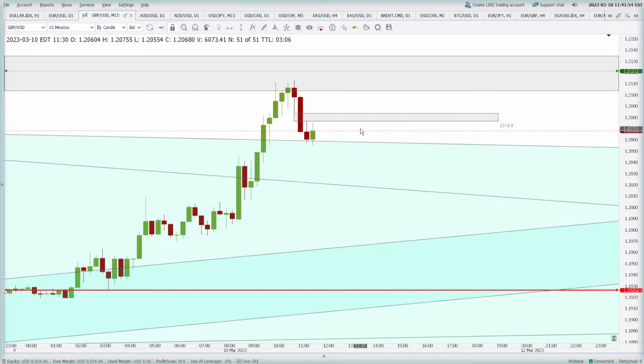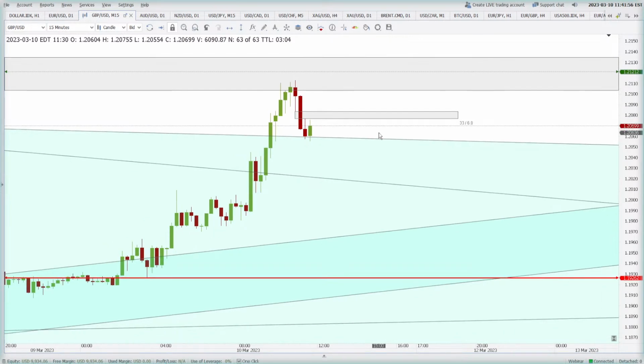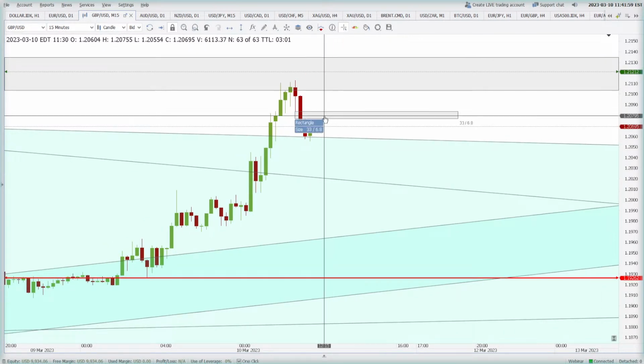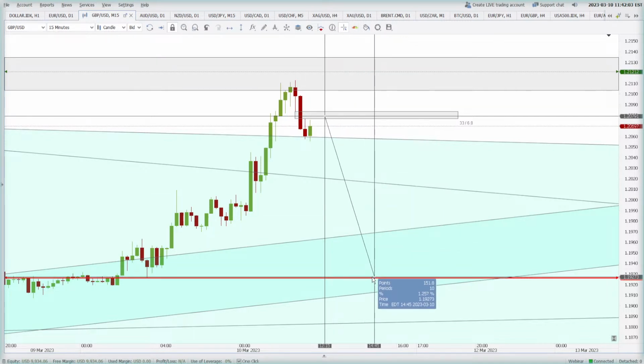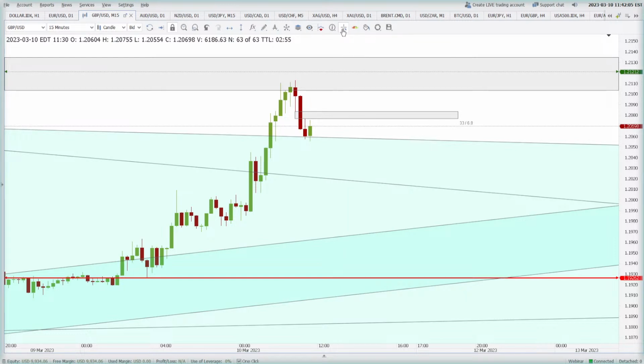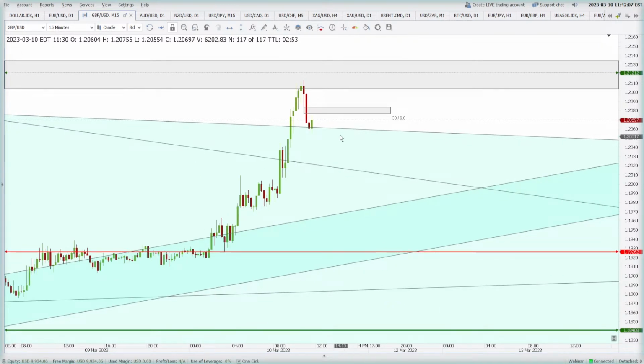This is also known as fair value gap as per ICT, and if you sell somewhere here, your stop loss will be very small. In this case it will be just 60 points, and your take profit targets will be approximately 150 points. It makes sense, guys. It makes sense to open the trade here and then take profit here.